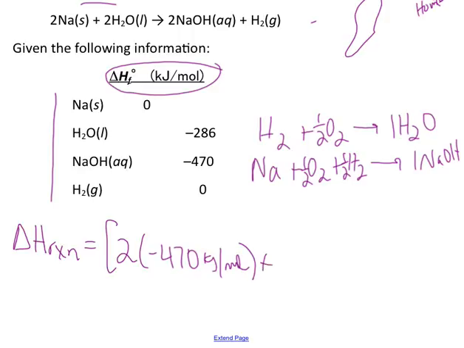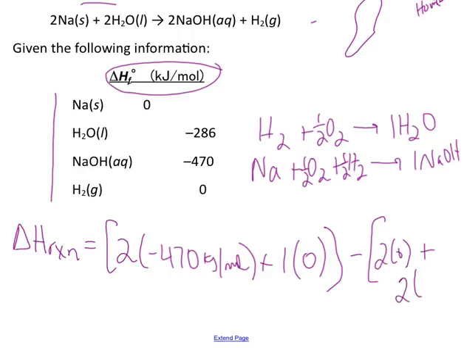Sum of products, so I've got 1 hydrogen, but hydrogen is a free element, so 0, minus the sum of the reactants. Can I not put the Na in there? Y'all be okay? I'll just do it. Plus 2 times liquid water is negative 286 kilojoules per mole.